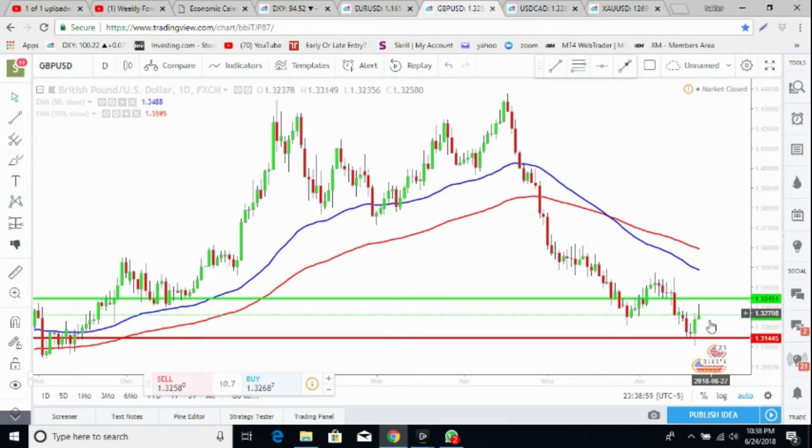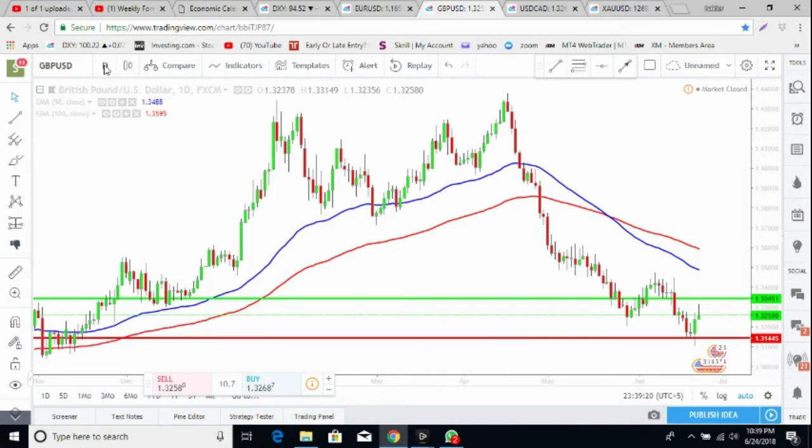Let's move to GBPUSD, and GBPUSD is a bit weaker as compared to Euro USD, but still it's good. It's looking good, and I'm also long on GBPUSD, and my target for tomorrow is 1.3345 and above. In the other case, if it drops, then it's again going down to 1.3144.